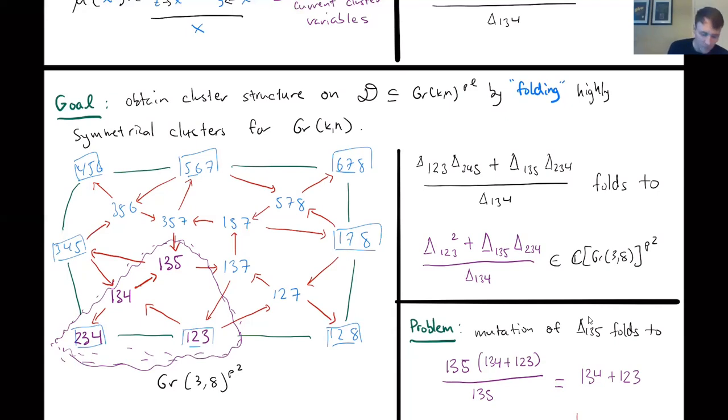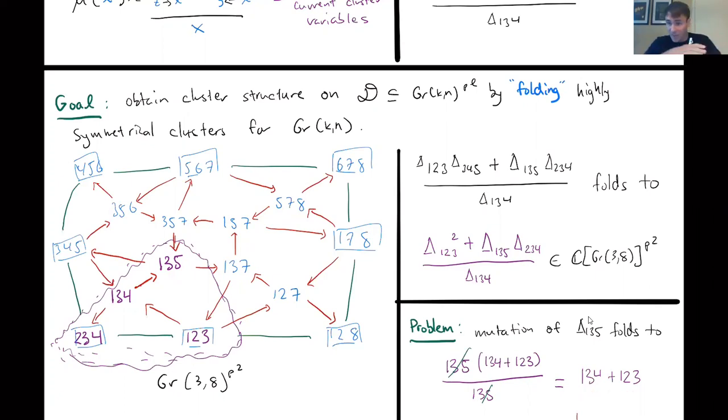But there's a problem when you try to do the same recipe to this variable. This variable has a bad feature, which is that there are variables pointing into him which are equal to him. This is an orbit of the rotational symmetry. So if you write down the exchange relation naively, it looks like this in terms of the purple variables. And you get a cancellation. This cancels with this in the numerator and denominator. And so you're left with not a nice Laurent polynomial mutation. You're actually just left with a sum of two cluster variables. And that's definitely not a mutation.